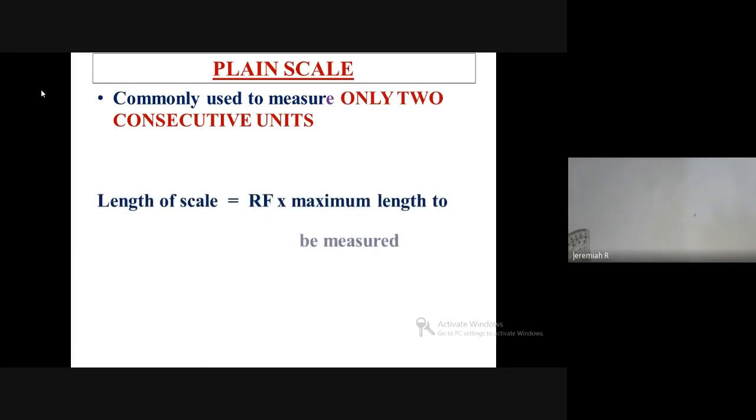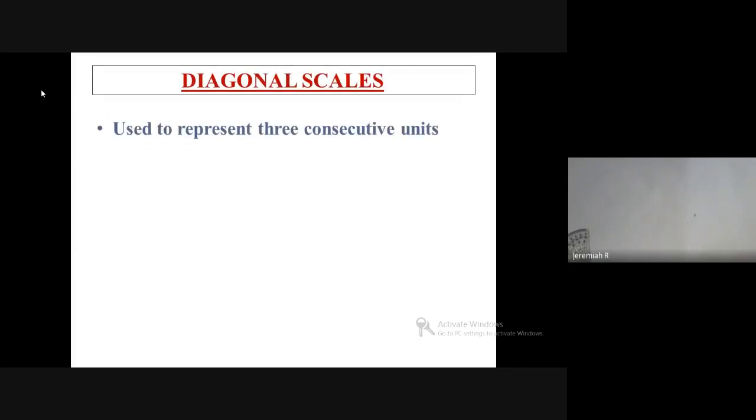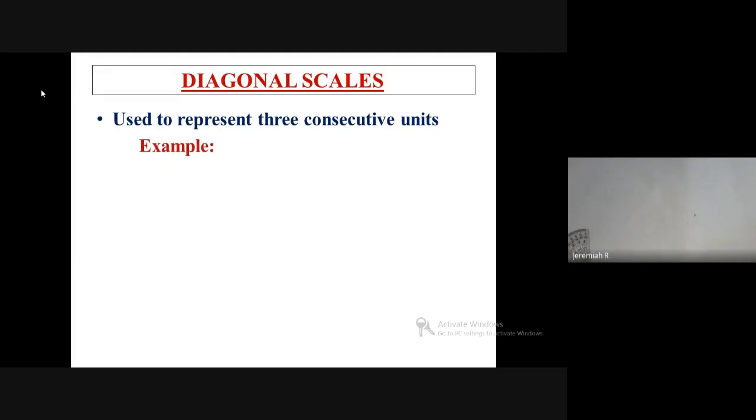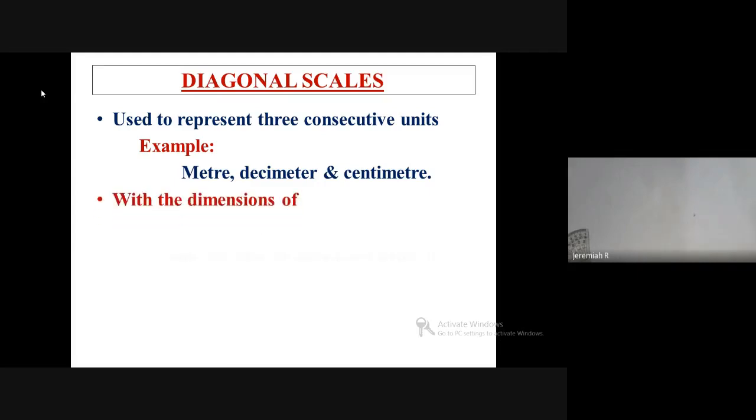Here also you should remember the formula. Length of scale is representative factor times maximum length to be measured. Whether plane scale, vernier scale, or diagonal scale, you should remember the formula for representative factor and length of scale. Length of scale is RF into maximum length to be measured. For diagonal scale, I already told you, you can represent 3 consecutive units, either meter, decimeter, centimeter. You can represent any 3 consecutive units.